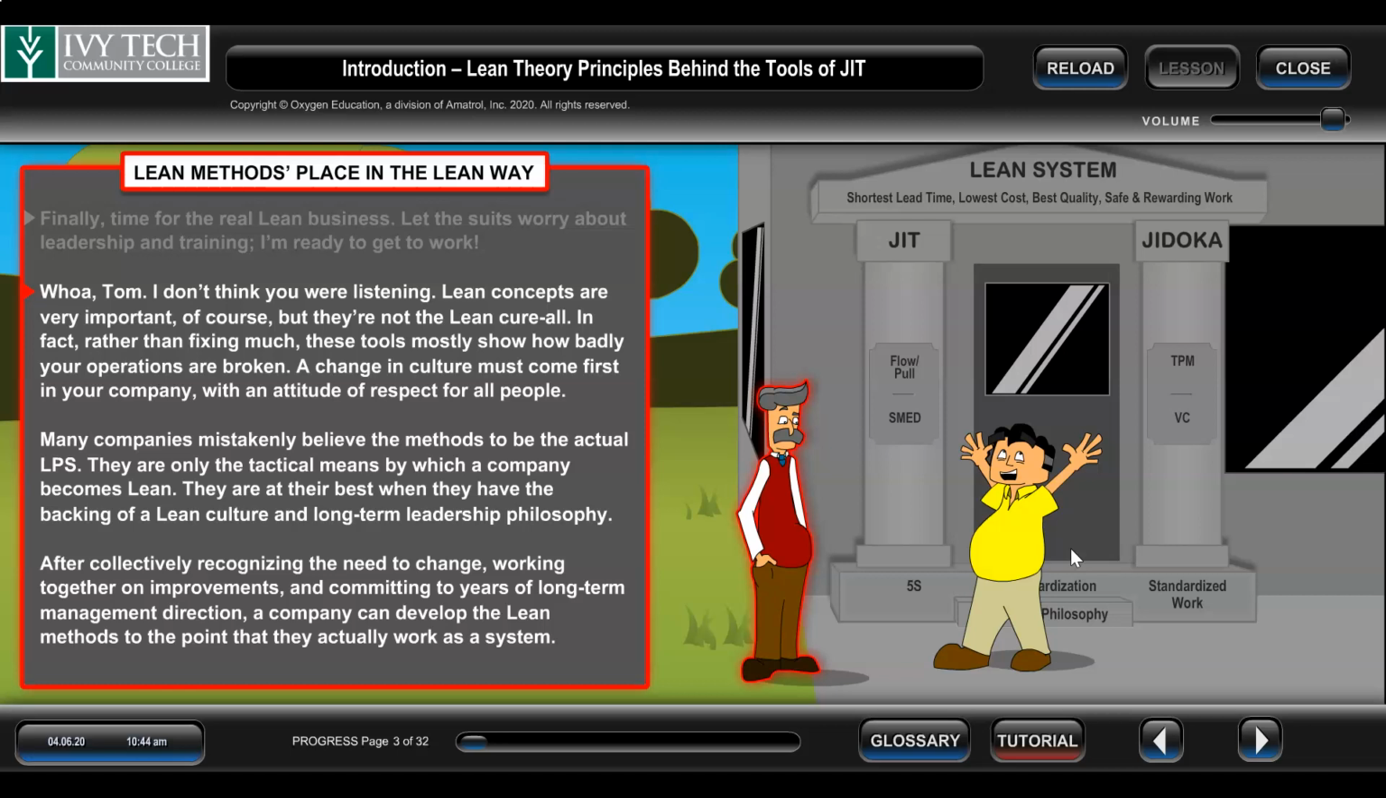They are only the tactical means by which a company becomes Lean. They are at their best when they have the backing of a Lean culture and long-term leadership philosophy. After collectively recognizing the need to change, working together on improvements, and committing to years of long-term management direction, a company can develop the Lean methods to the point that they actually work as a system.